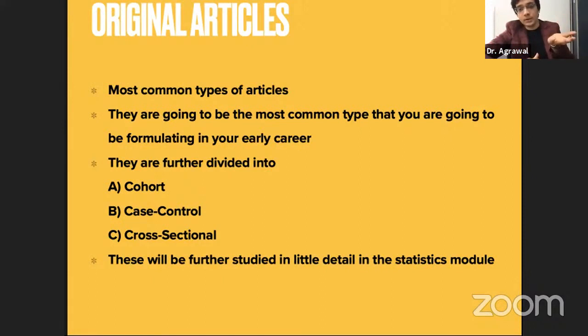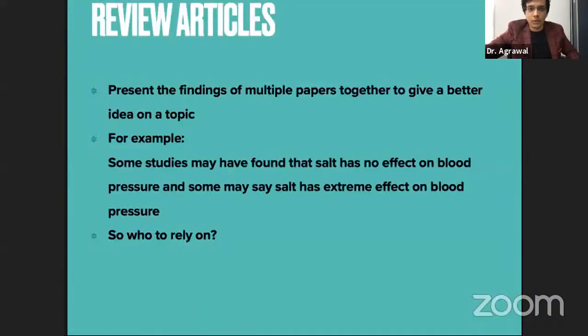Case control means you have taken a particular case and you've gone back, trying to compare what exposure they have had, which led them to being a case versus the controls. Cross-sectional essentially means you have taken a cross-section of the timeline and found out certain details from patients at that particular time. So this is the basics of what these three studies are. But usually there'll be enough in the methodology of the paper where you don't need to understand the in-depth meaning of these words.